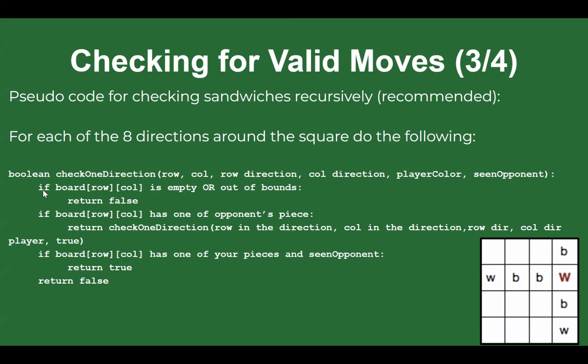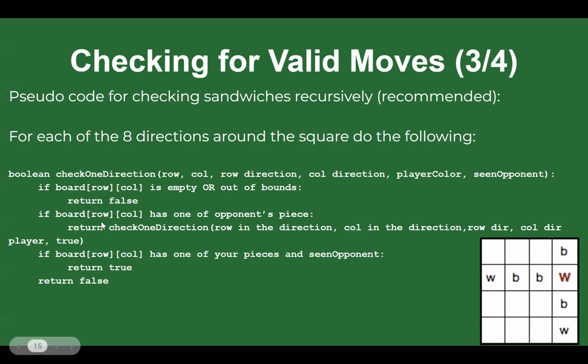Basically, we have it return a Boolean, and this Boolean is going to be whether or not that is a valid move. It takes in row and column, so that's the square that we're checking, the row direction and the column direction, which is the direction we want to go, and the player color and a Boolean seen opponent. You'll see where that comes in. So the first thing we do is we check right away if the square that we're at is empty or out of bounds. That means definitely not a valid move.